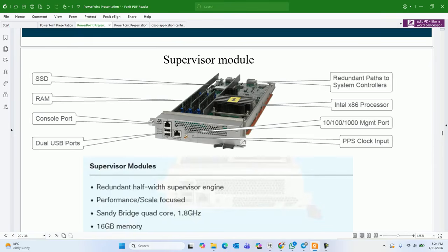Very good. Then we have redundant paths to system controllers. You have the SSD, the RAM, the console port, the management port. The management port is used for remote access. On the management port, I can configure an IP address, and then I can use telnet and SSH.